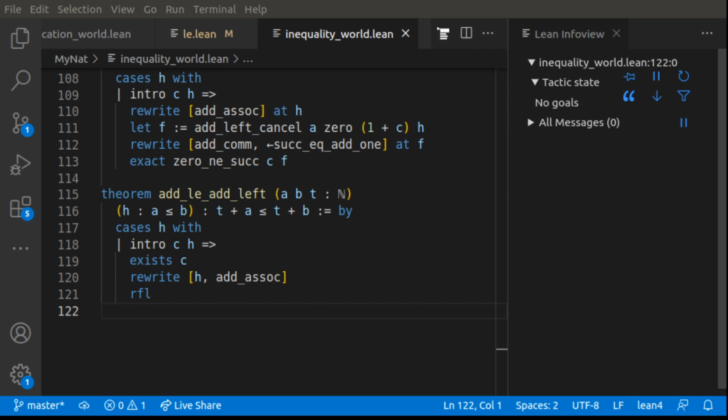Another episode of the natural number game using Lean 4. Today we'll be hopefully finishing up the inequality world, starting with level 15, introducing less than.